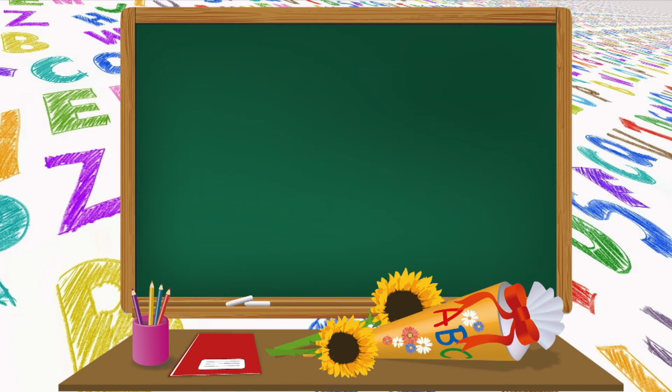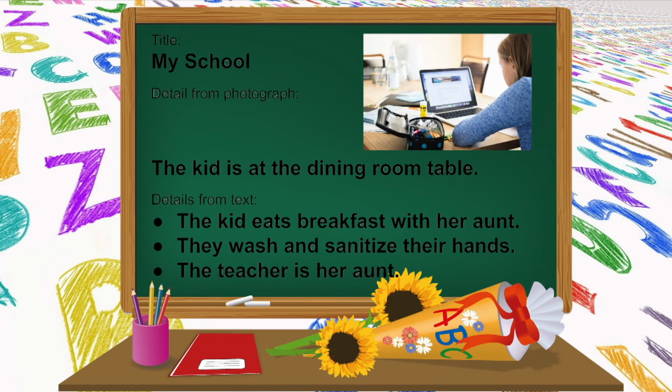Now, let's review our second text. The title is My School. The detail that we analyzed and gathered information from the photograph is that the kid is at the dining room table. Some other details that we analyzed from the text are: the kid eats breakfast with her aunt. Also, they wash and sanitize their hands. And that the teacher is her aunt.